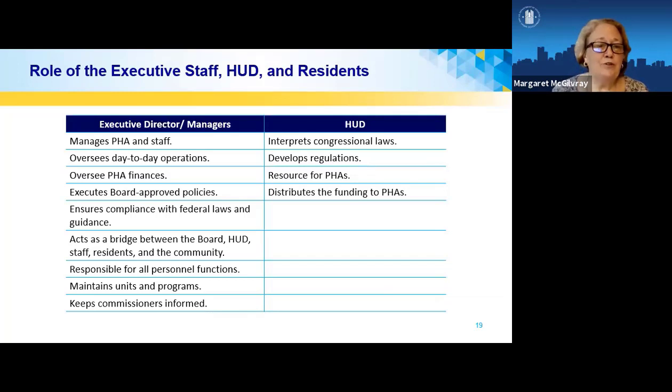Also, the executive director is in charge of making sure that the units are safe and sanitary and in good operating order. They also oversee and manage the operating budgets and handle the financial functions of the organization. Although there could certainly be a CFO or a finance director or whatever, ultimately at the end of the day, that executive director is the one who is responsible.